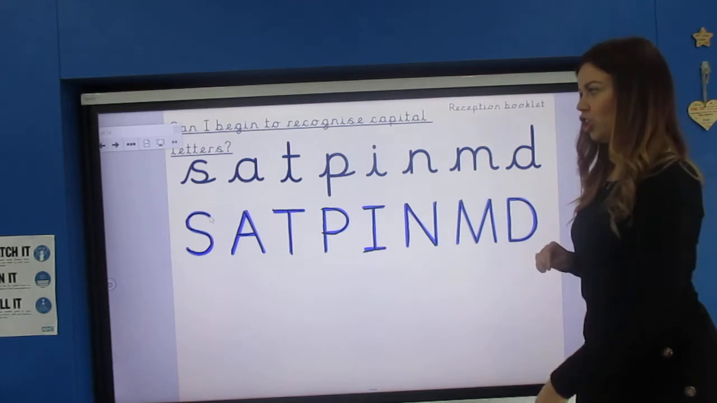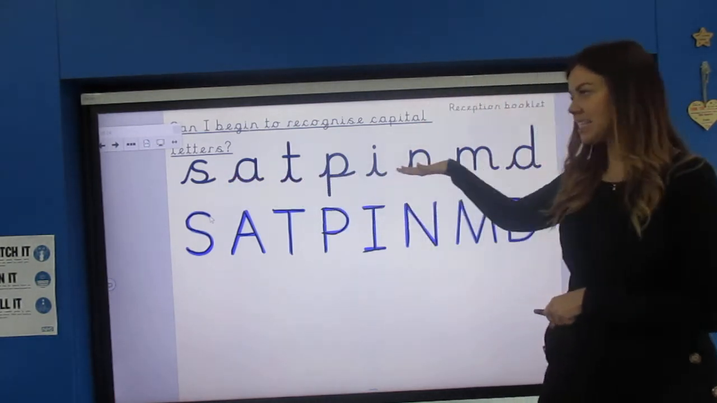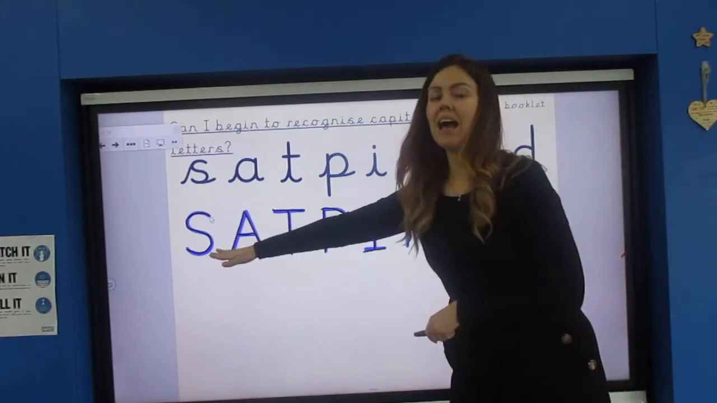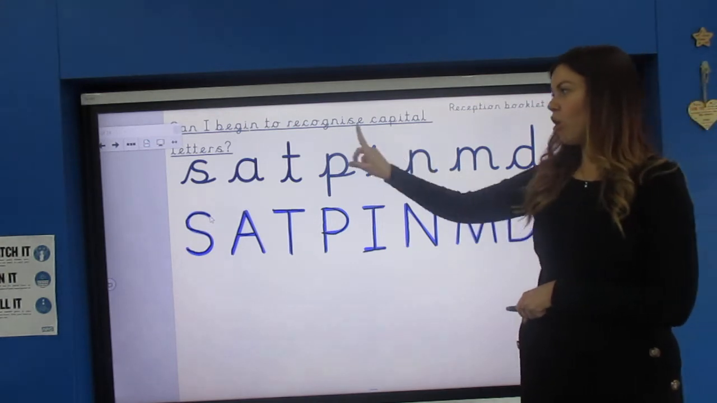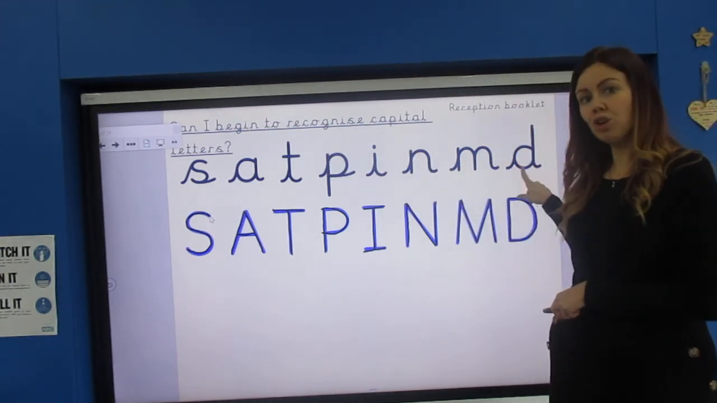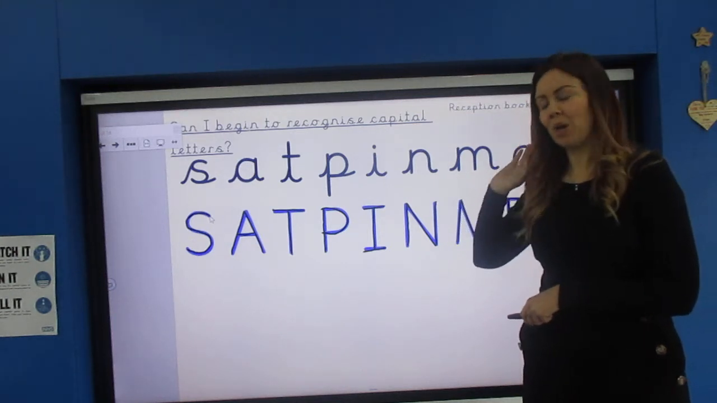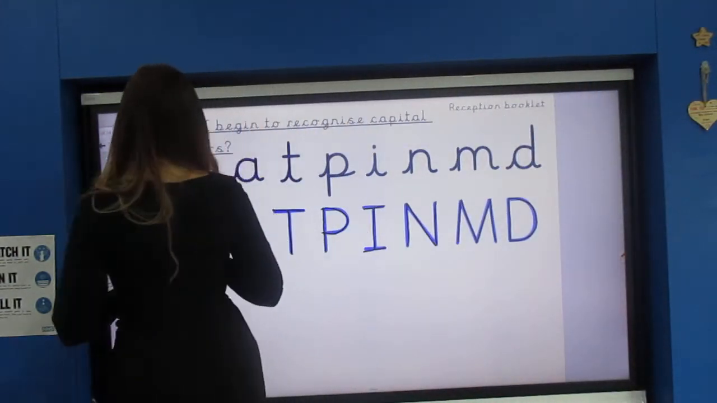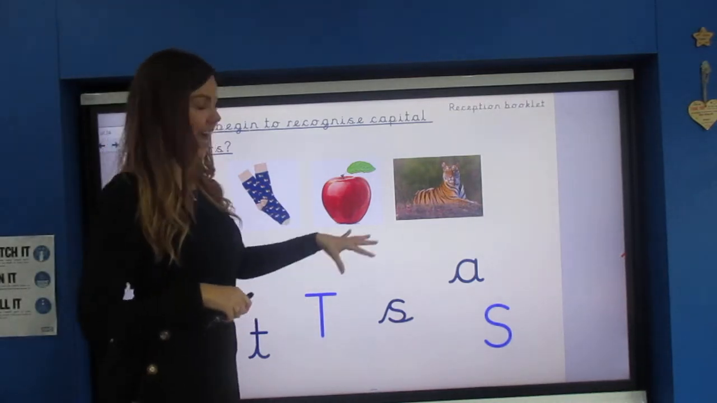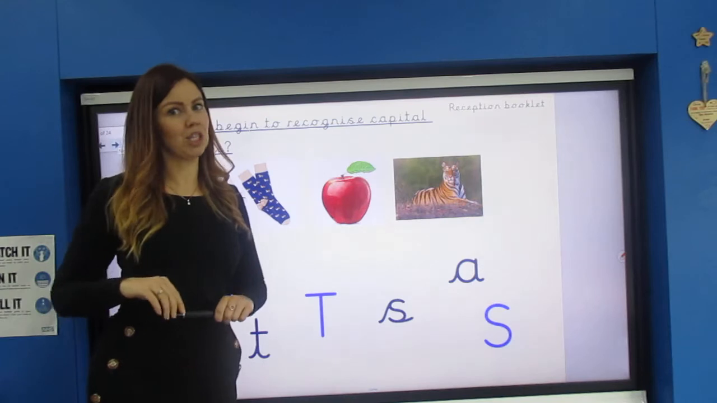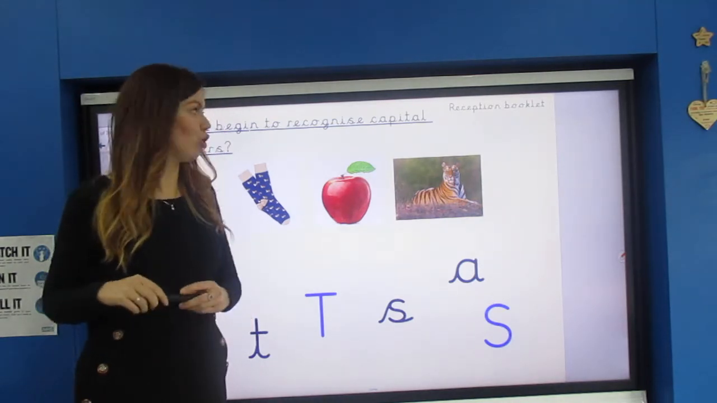So I would like you to have a go at those letters, write the lowercase letters and then write the capital letters. Okay, and see if you can pause the video, point to them and tell your grown-up what the letter name is and what sound it makes. After that, I want you to see if you can help me match up the lowercase letters and the capital letters to the pictures because this is one of your challenges in your booklet.